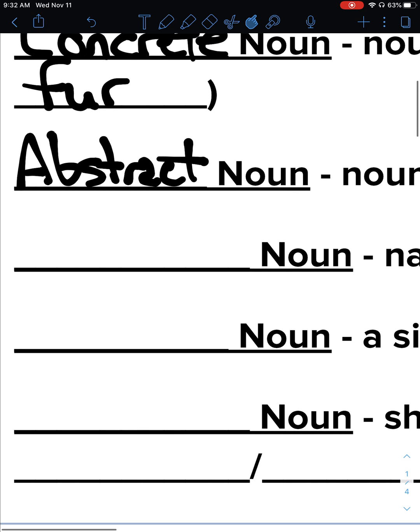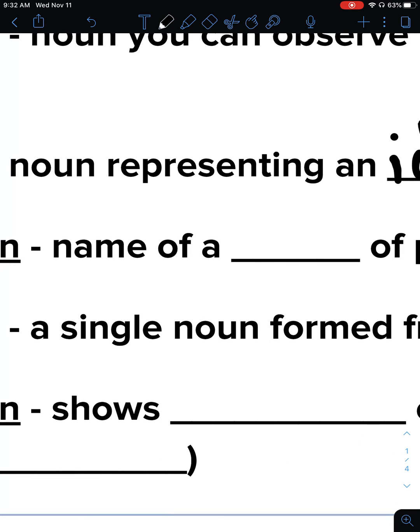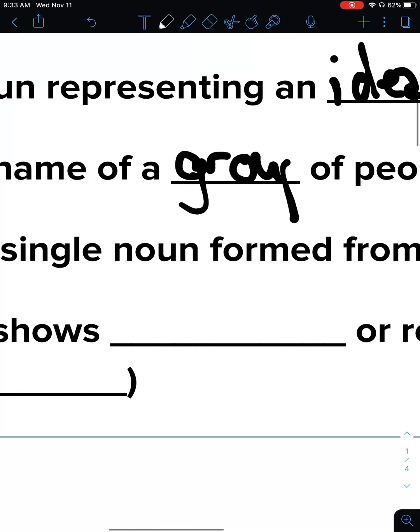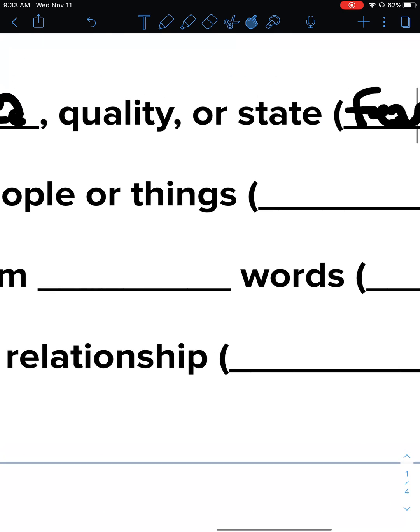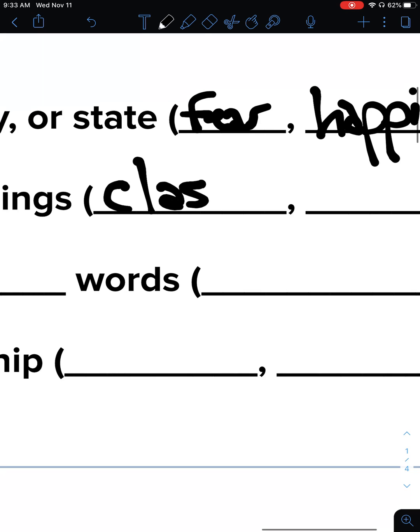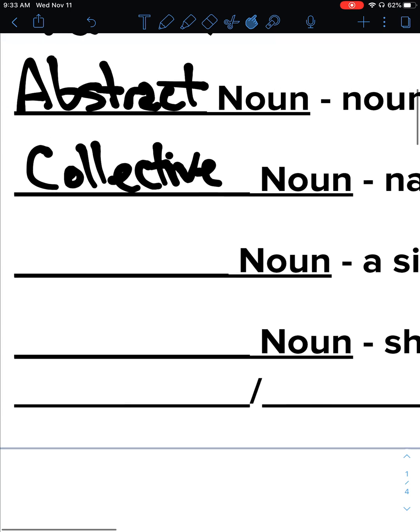Then, after abstract noun, we have 3 left. Number 1, the first of the 3 left is what we call a collective noun, and the biggest thing to remember about that is a name of a group. So, a class could be a collective noun. It's a group of people or things. A class, or, if not a class, then maybe, let's say, a herd, if you're talking about animals, or a collection. Those are collective nouns.